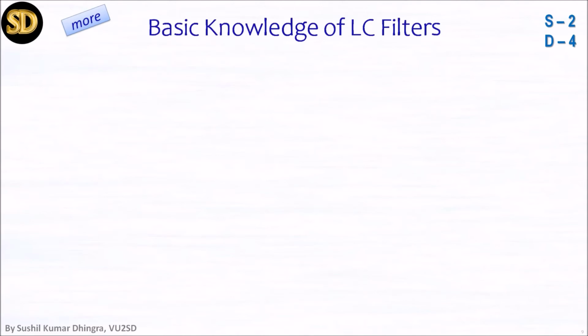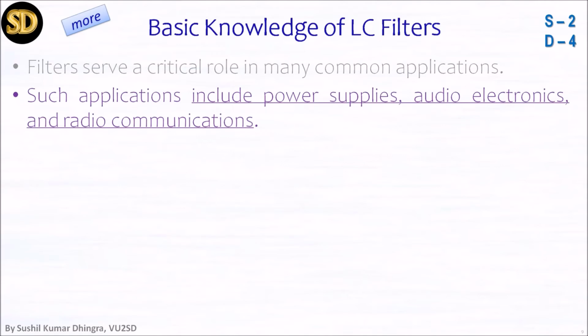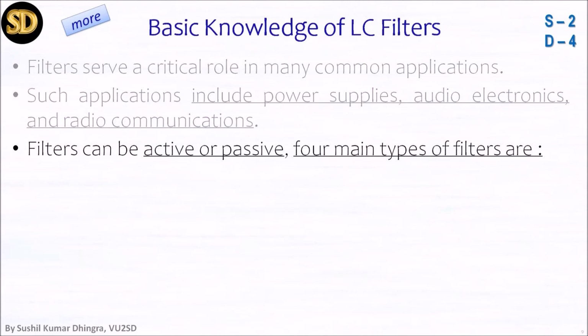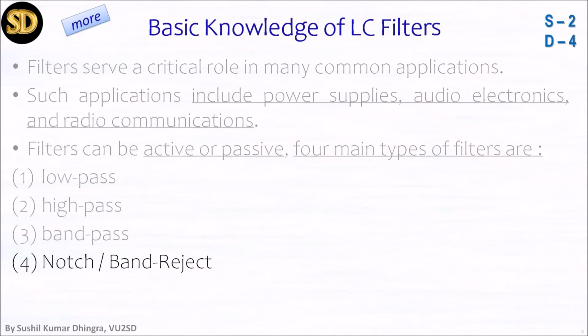But here, as you go into transmitters, receivers, and many parameters, this topic requires more information on LC filters. First you have to understand their common applications, which include power supplies as discussed previously, audio, electronics, and radio communication. Now I want to tell you these filters can be active or passive. There are four main types of filters: first, low pass, high pass, band pass, and notch or band reject.